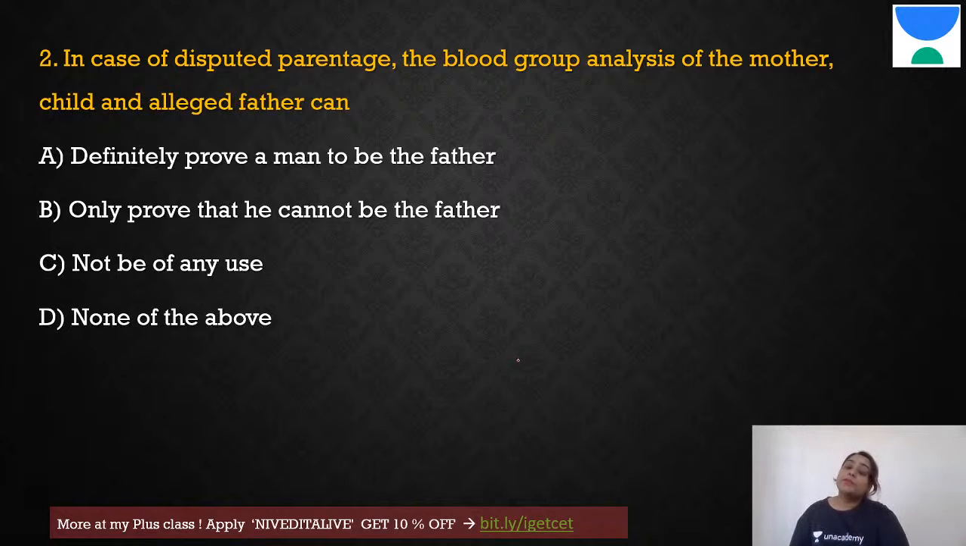In case of a disputed parentage, the blood group analysis of the mother, the child and the alleged father can definitely prove a man to be the father, can only prove that he cannot be the father, cannot be of any use, or none of the above. What would be the answer here? Think about this. If you take the blood of the mother, the child, as well as the alleged father, who we think is the father, what will it prove? Will it prove that the man is the father? Will it prove that the man is not the father? Or will it be of no use at all? What do you think would be the answer, or none of these statements?